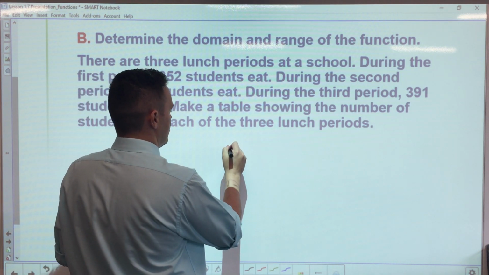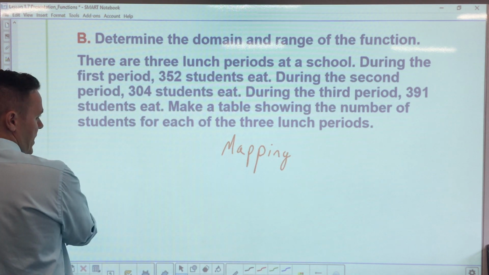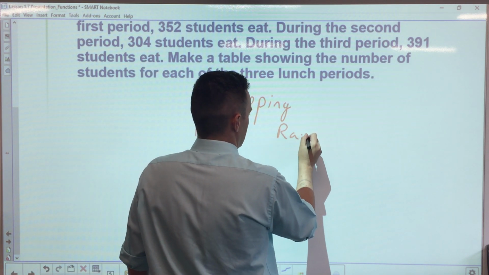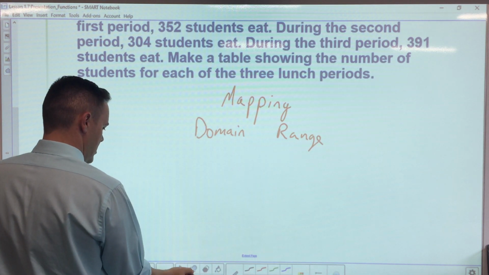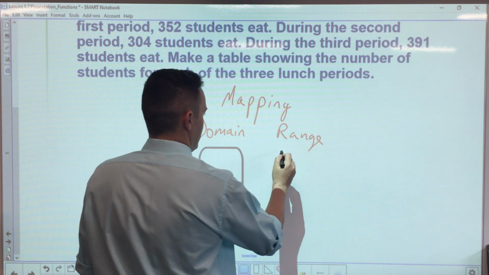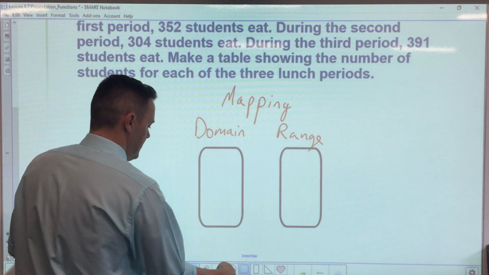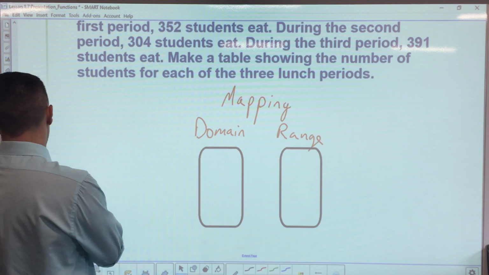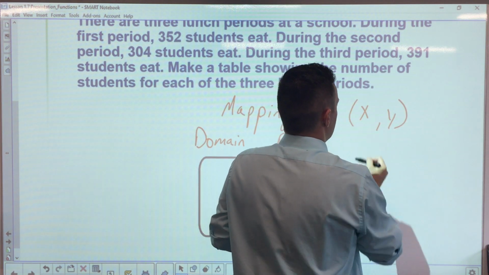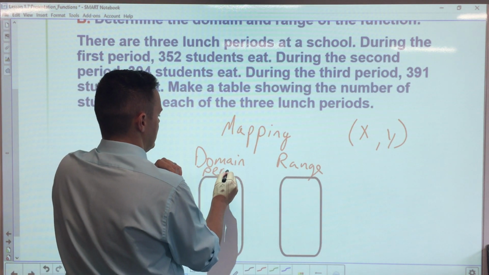Let's do the mapping. When you're doing the mapping process, remember what we talked about. When you do mapping, this is the domain, this is the range. Let me bring in the shape again. On the shapes, you have your domain and you have your range. If you remember what we did, we talked about putting in the x and y values. So, you have an x and a y value. Your x value in this case is what? It's actually your periods.